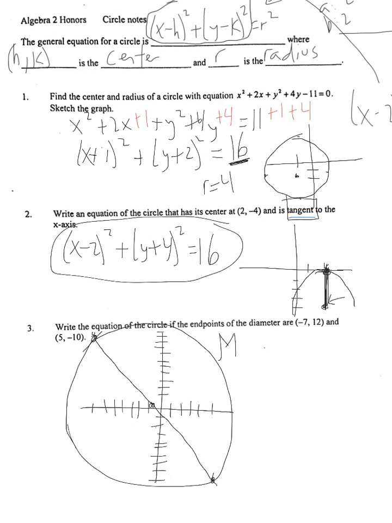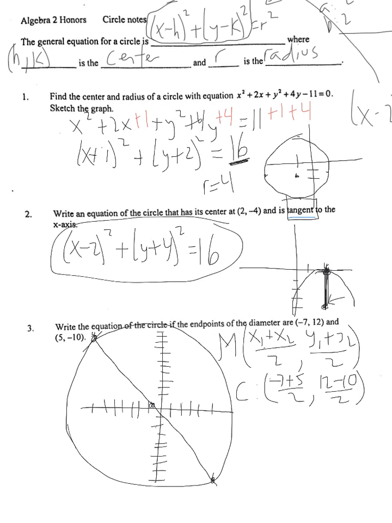Midpoint formula is x1 plus x2 over 2. You're averaging the x's. y1 plus y2 over 2, averaging the y's. So we are going to find the midpoint of the diameter, and that's going to give us the center of the circle. So the center then is going to be at, let's add the x's, negative 7 plus 5 over 2, comma, 12 minus 10 over 2. So the center then is at negative 1, 1. Center's at negative 1, 1.